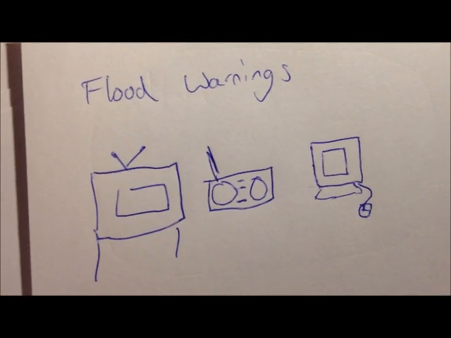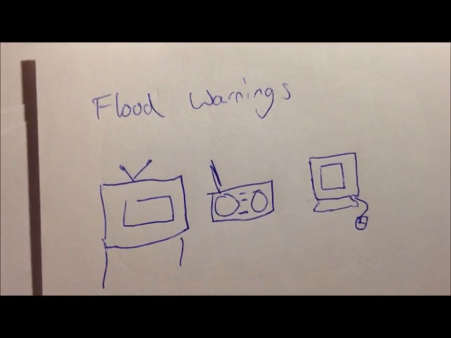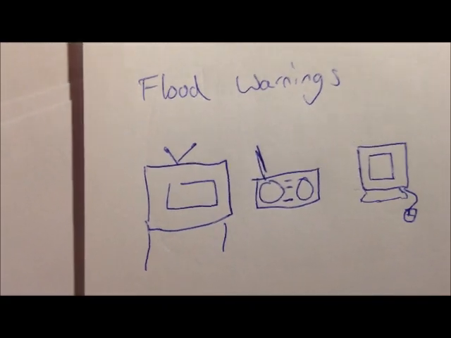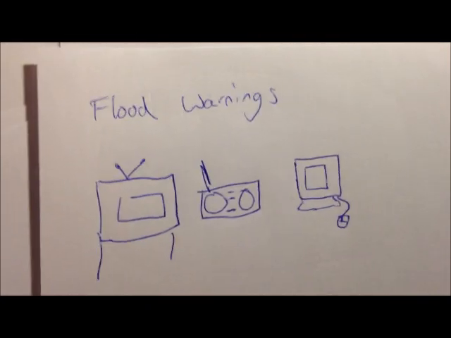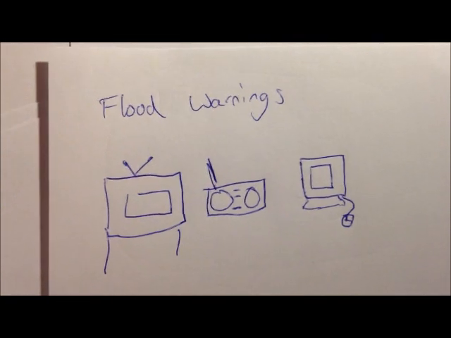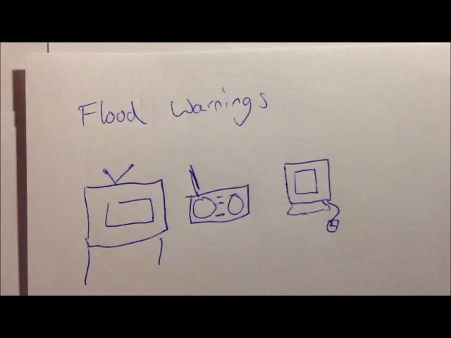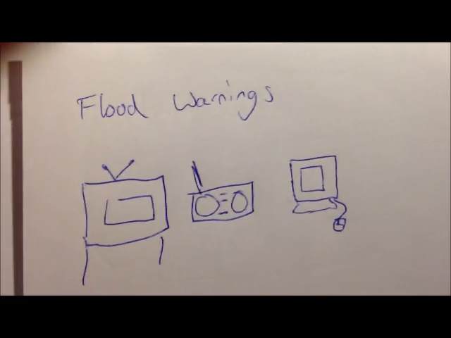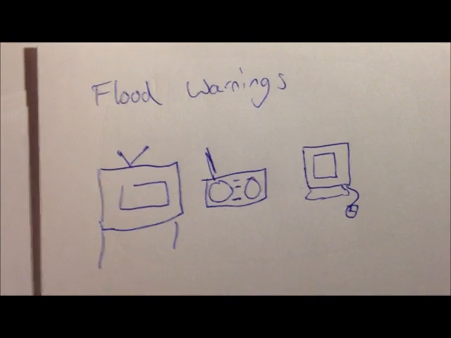One example of soft engineering is flood warnings. These are warnings for floods that are released by the Environment Agency on the television, radio and the internet. And these are good because they allow people time to prepare, and people living in an area where they are at risk of floods are actually aware of the dangers that they possess, allowing them to buy things such as sandbags and reduce the damage to their houses.